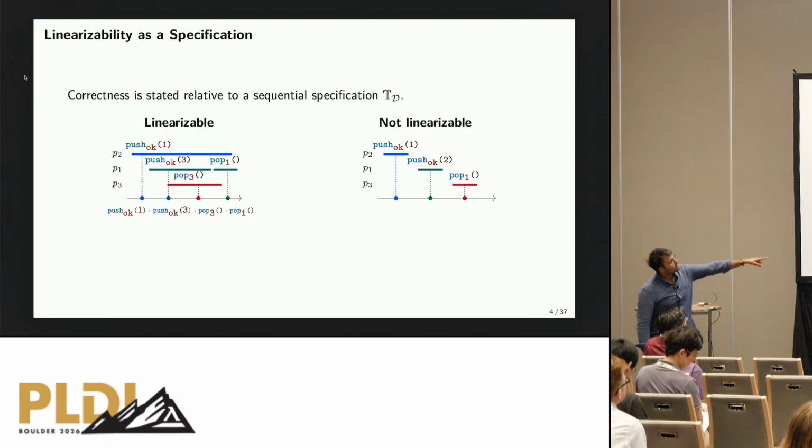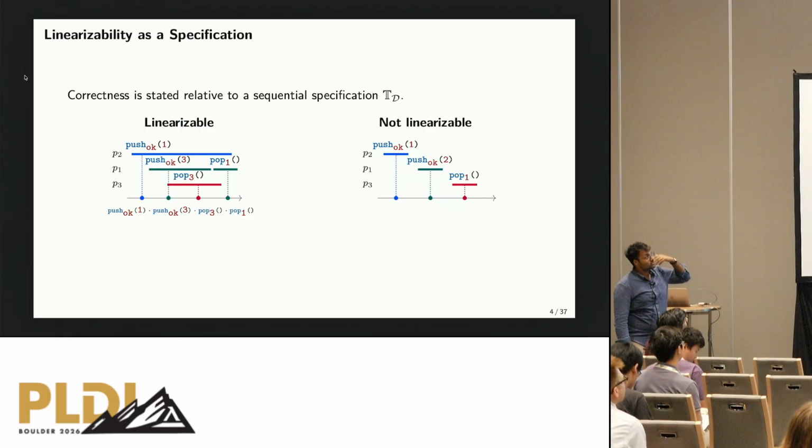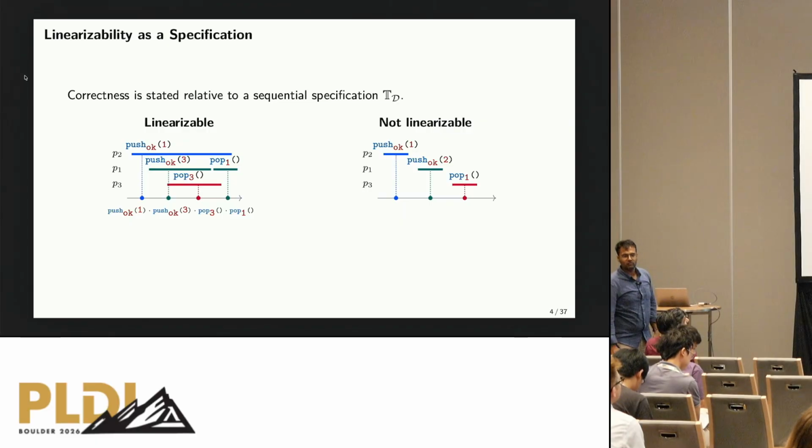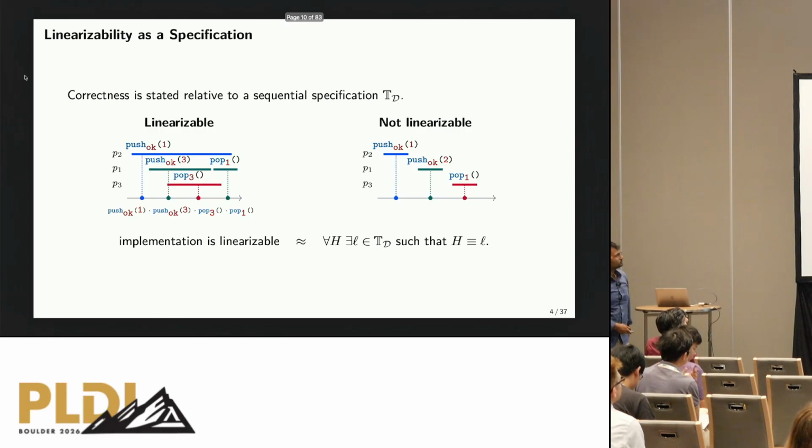And for the same reason, if you look at the second execution over there, it's not a linearizable execution of a stack. That's because the only way you can linearize these things is when you do push 1 and then you do push 2 and then you do pop 1, which is not a valid stack behavior. Okay, so roughly, linearizability of an implementation asks if all histories coming out of that implementation are linearizable, meaning you can always find a linear sequence that is equivalent to the concurrent history. So that's the definition of linearizability.